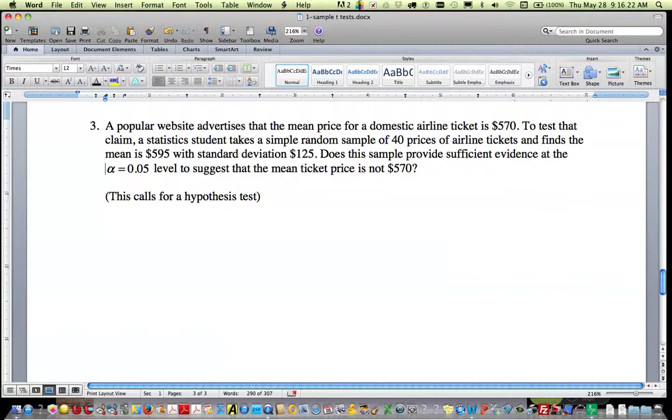Again, we're going to be calling that anything less than 0.05 is small, anything bigger than 0.05 is large, to suggest that the mean ticket price is not $570. Alright, so this one has a little bit different wording, and that different wording is right here at the very end. The price is not $570.